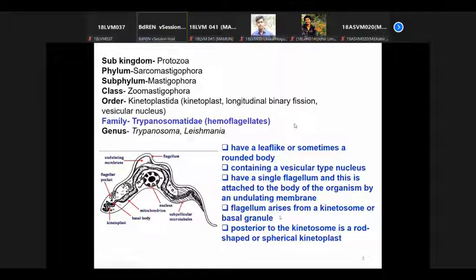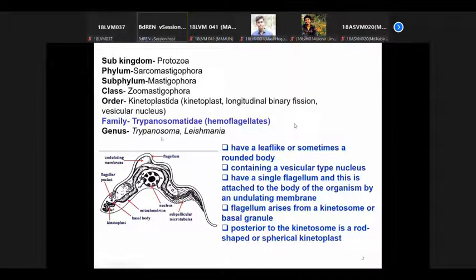The flagellum arises from a kinetosome or basal granule, the basal body. In the picture, you can see the red mark, basal body. So from where does the flagellum arise? From a kinetosome or basal granule. The next one, posterior to the kinetosome, is a rod-shaped or spherical kinetoplast. So these are the common characteristics of a typical Trypanosomatidae.